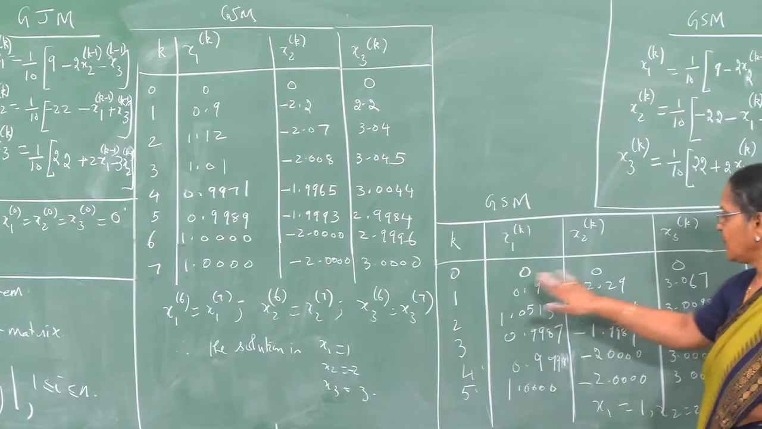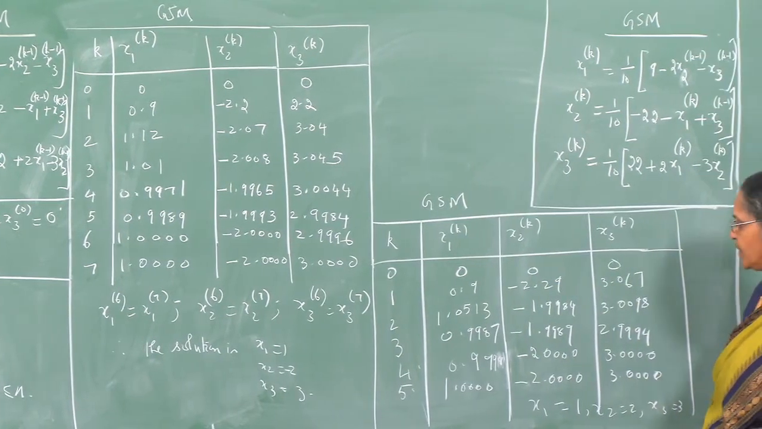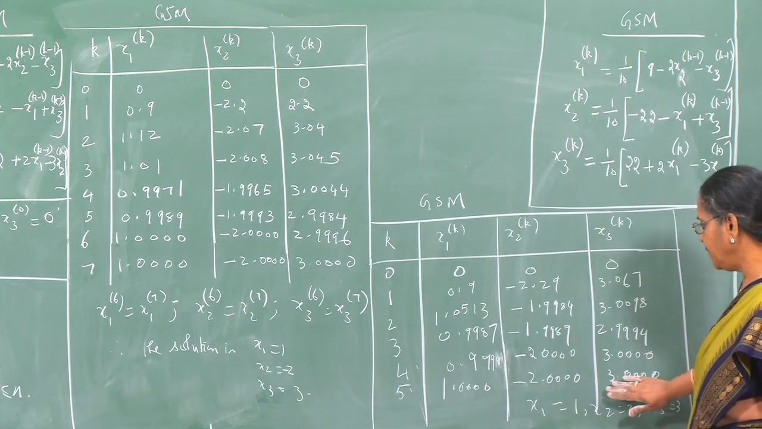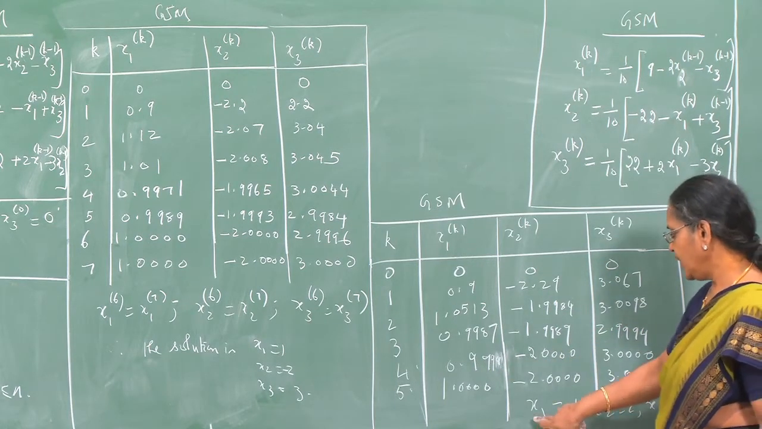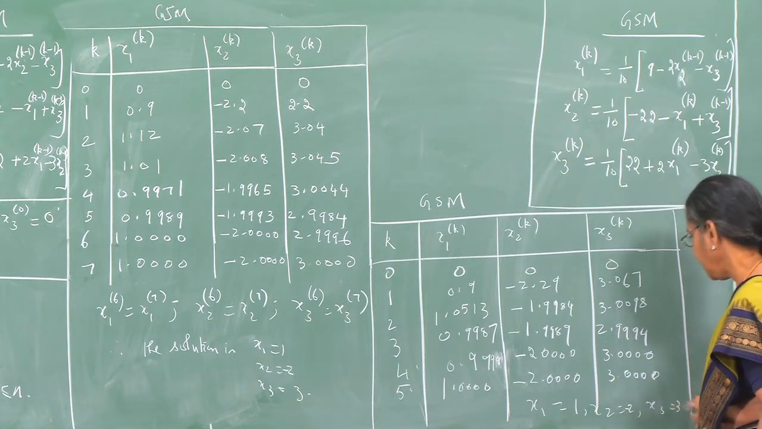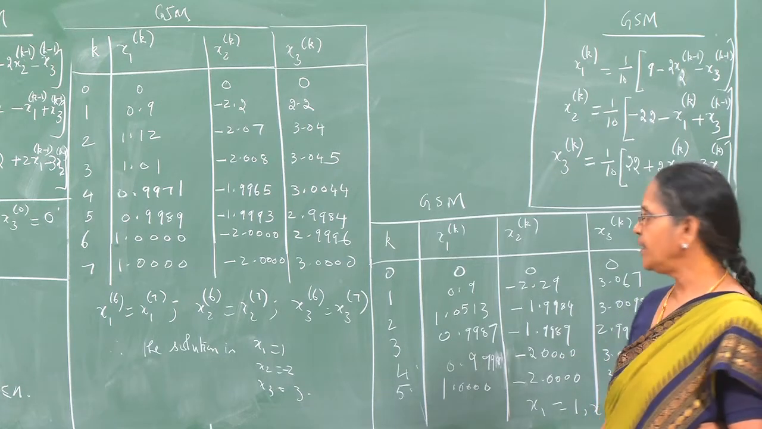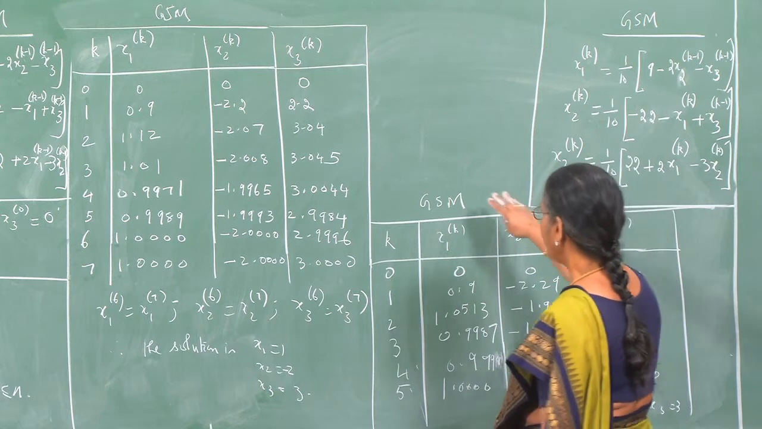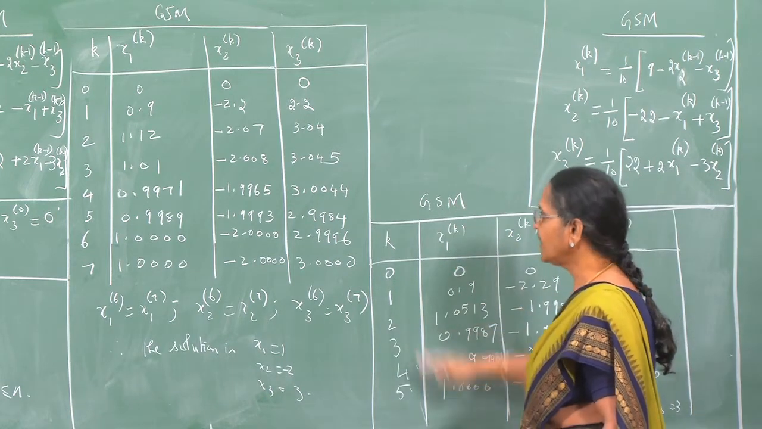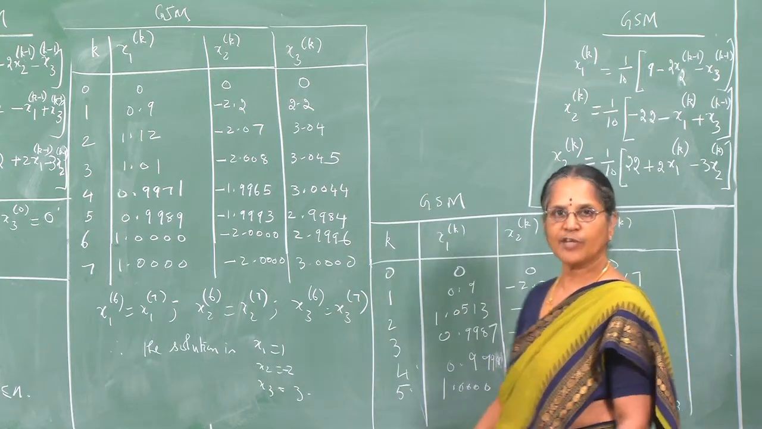I again start with an initial vector 0 for all the 3 unknowns x1, x2, x3, and I perform 5 iterations, and I observe that the solution turns out to be 1, minus 2 and 3 at the end of 5 iterations for x1, x2, x3 respectively. So, the sequence of iterates generated by the Gauss-Seidel method converges faster than the sequence of iterates generated by the Gauss-Jacobi method.